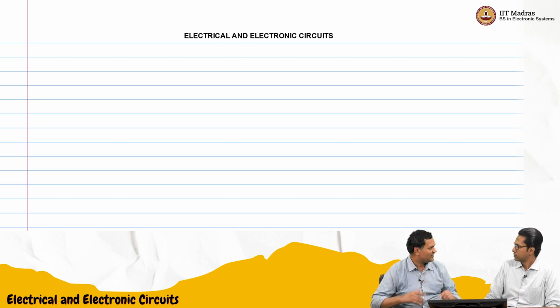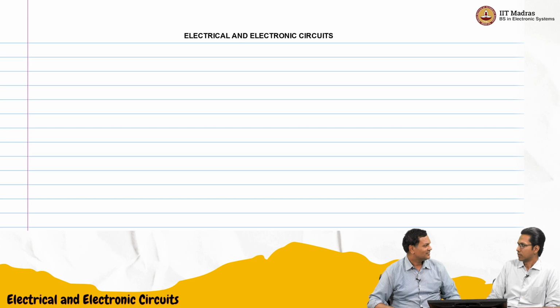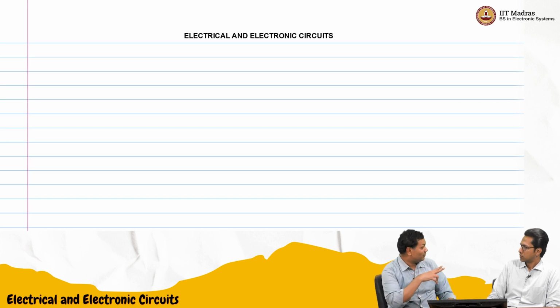Was there some coil in series with the switch or something? Yeah, there was a coil. Okay. So there was current flowing through the coil before the switch was opened. I think so.